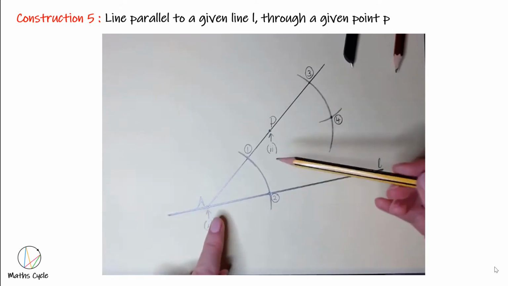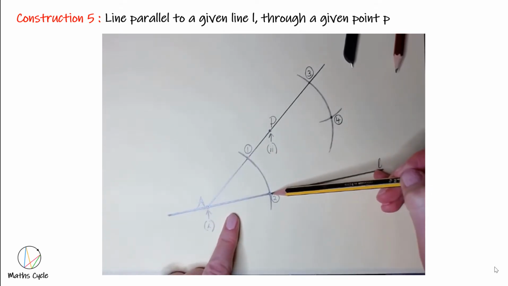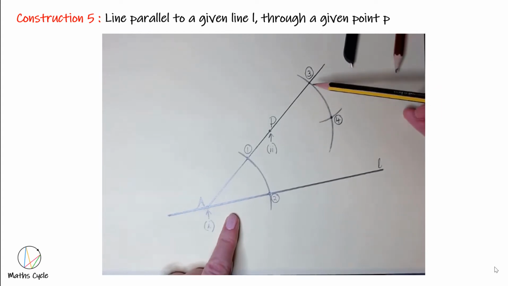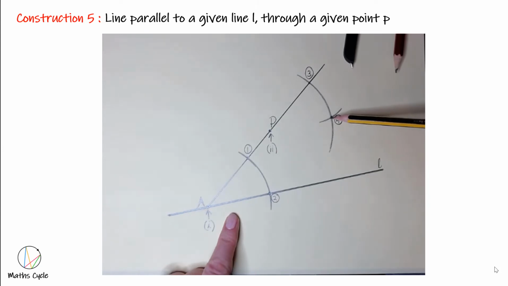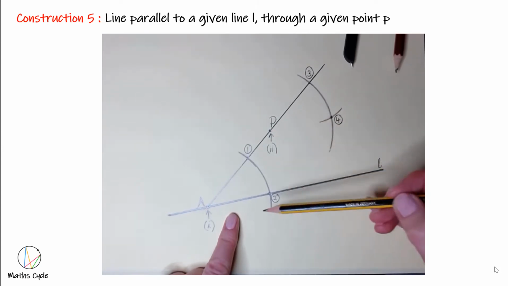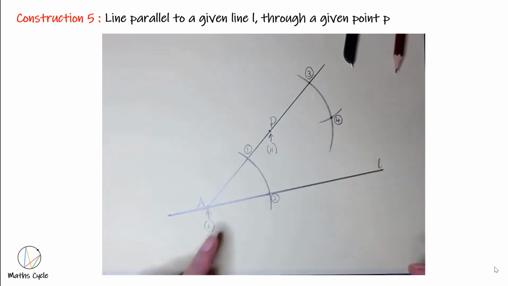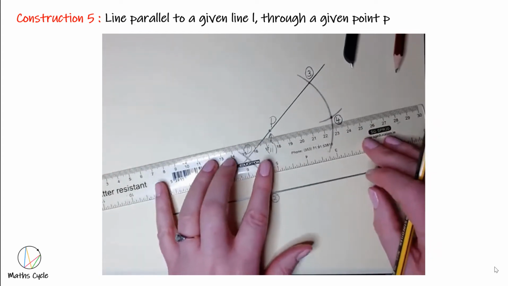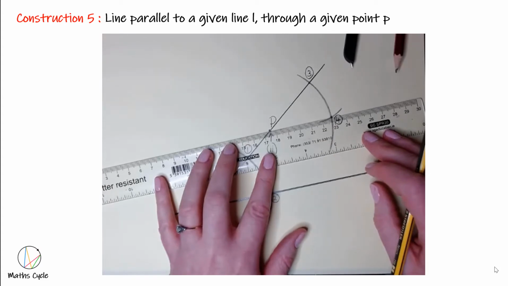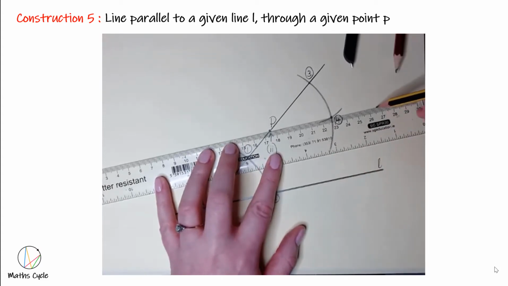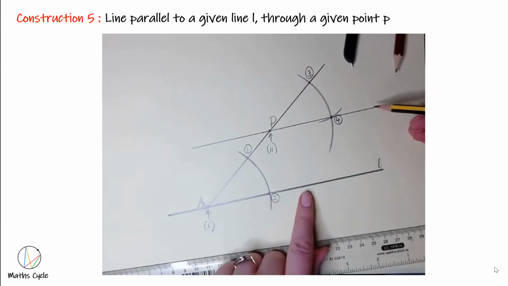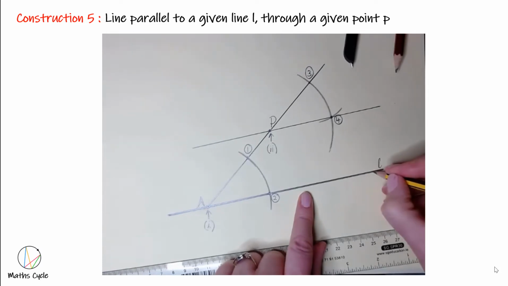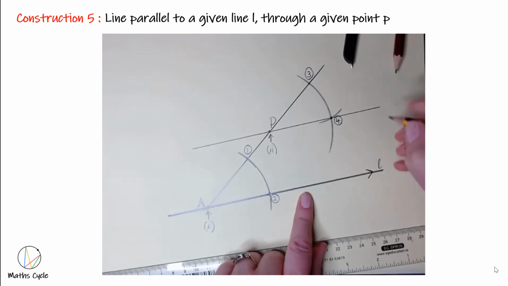So really this whole situation of 1 and 2, we're just sliding it up and recreating it with 3 and 4. And the idea is that when we join 4 to P, that should be the same as joining 2 back to A, and we should be able to make a parallel line. So let's do that. This line here will be parallel to this line here. So L will be parallel to this line that goes through P.